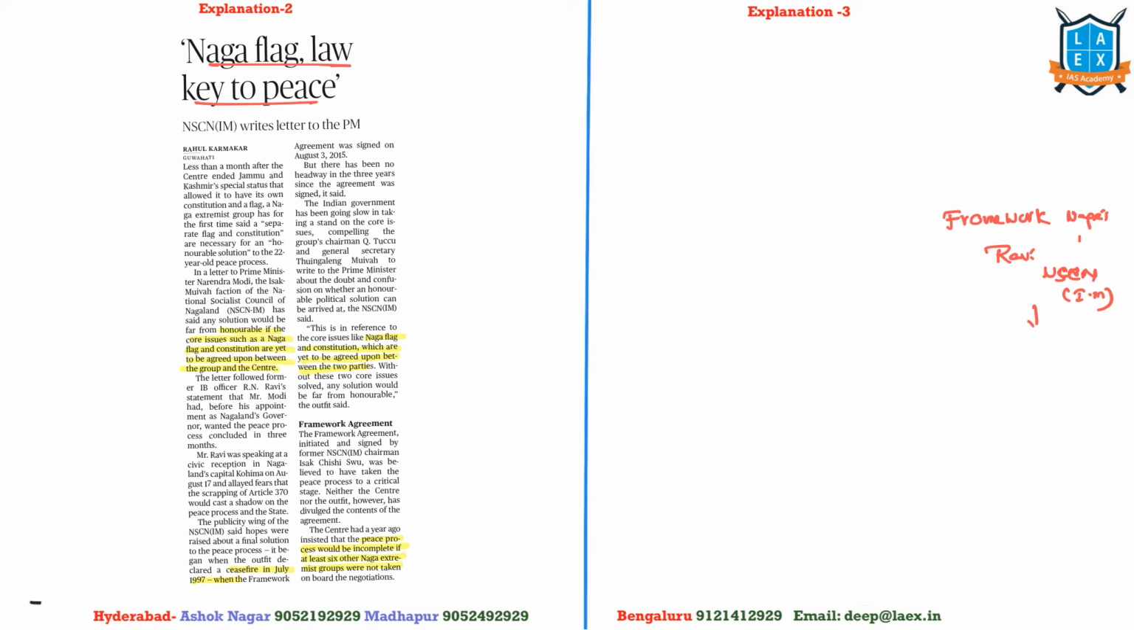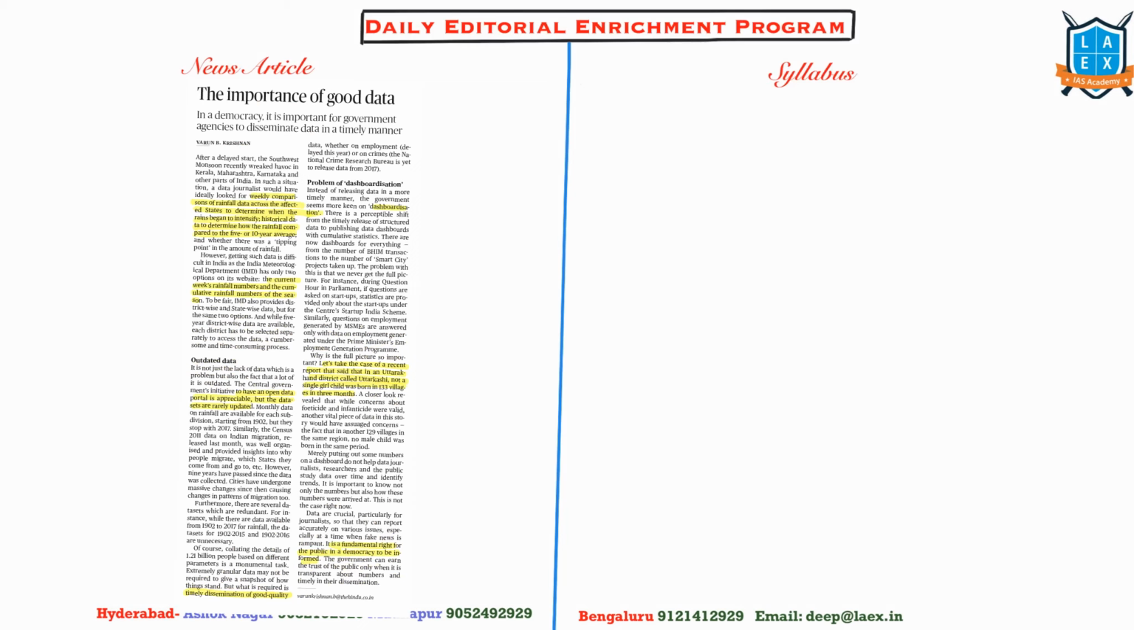Now, many of the groups want to be involved in coming to a final agreement. In this case, NSCN-IM states that the constitution and the flag of the Nagas have to be recognized. If they are recognized, they can expect to see some seriousness from the government.